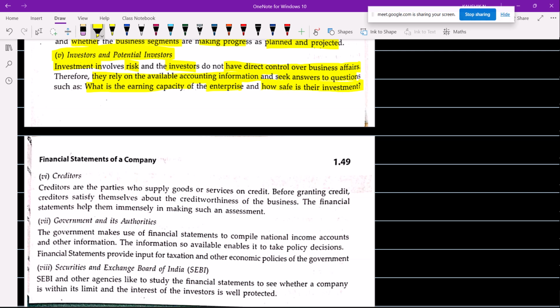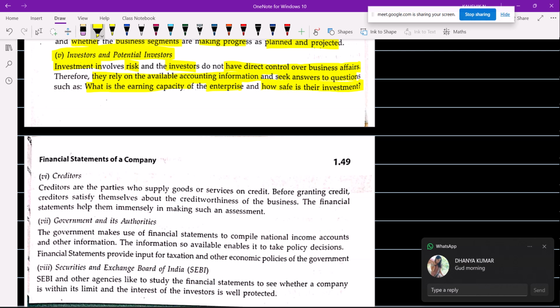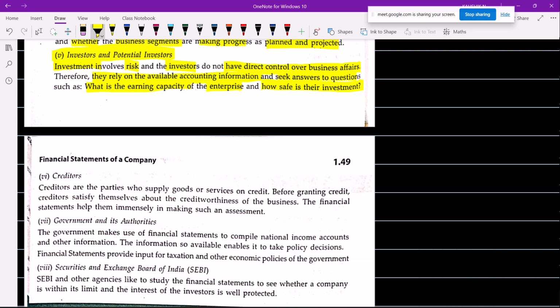So, as an investor, I am an external person. I don't have access to all the files, documents or portals of the companies. So I have to rely only upon the furnished or published documents. At the same time, I have some queries that have to be addressed. I should ensure what the earning capacity of the business is, and also whether my investment is safe or not, because I am the investor. I should know whether the money I invested in the business is safe, or whether I will get back my money or not.